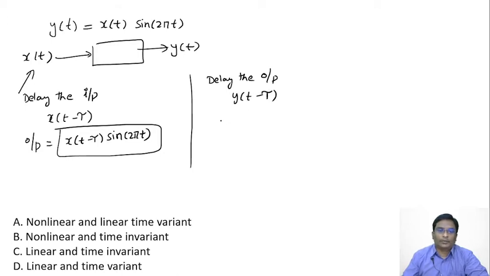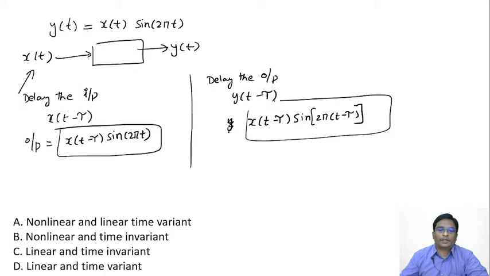You have x of t, a function of t, times sine 2 pi t. Let us delay the entire thing: wherever you find t, replace it by t minus tau. This gives x of t minus tau times sine of 2 pi into t minus tau. Now check whether this one and this one are both the same.